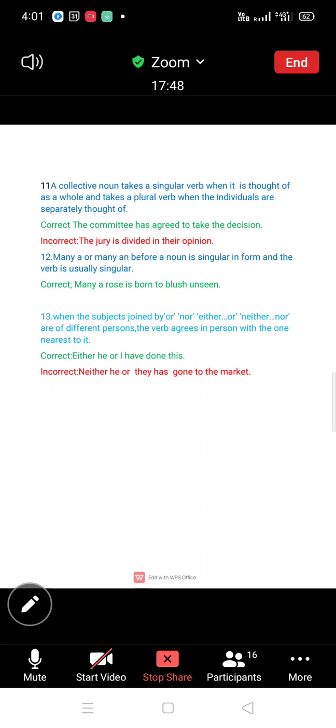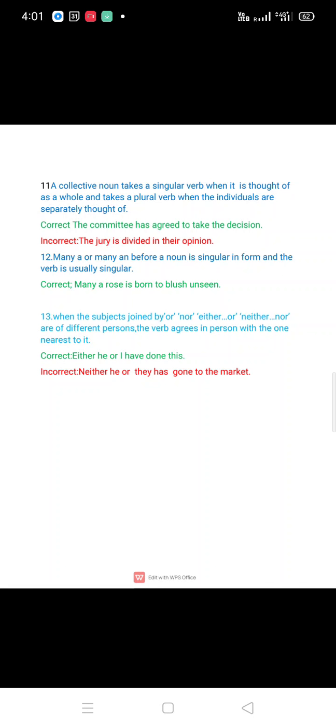Number 12. Many a or many an before a noun is singular in form and the verb is usually singular. Whenever many a or many an is used before a noun, the verb is always singular. Like you can see here in the sentence, many a rose is born to blush unseen. Is is used here, that is singular.